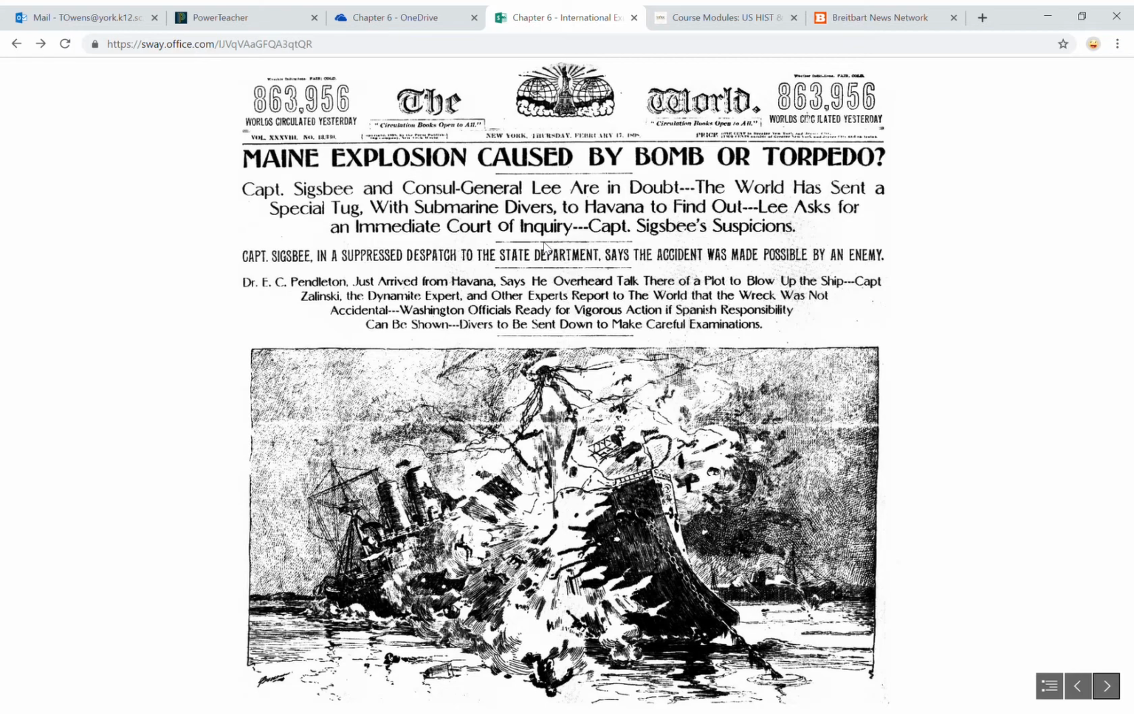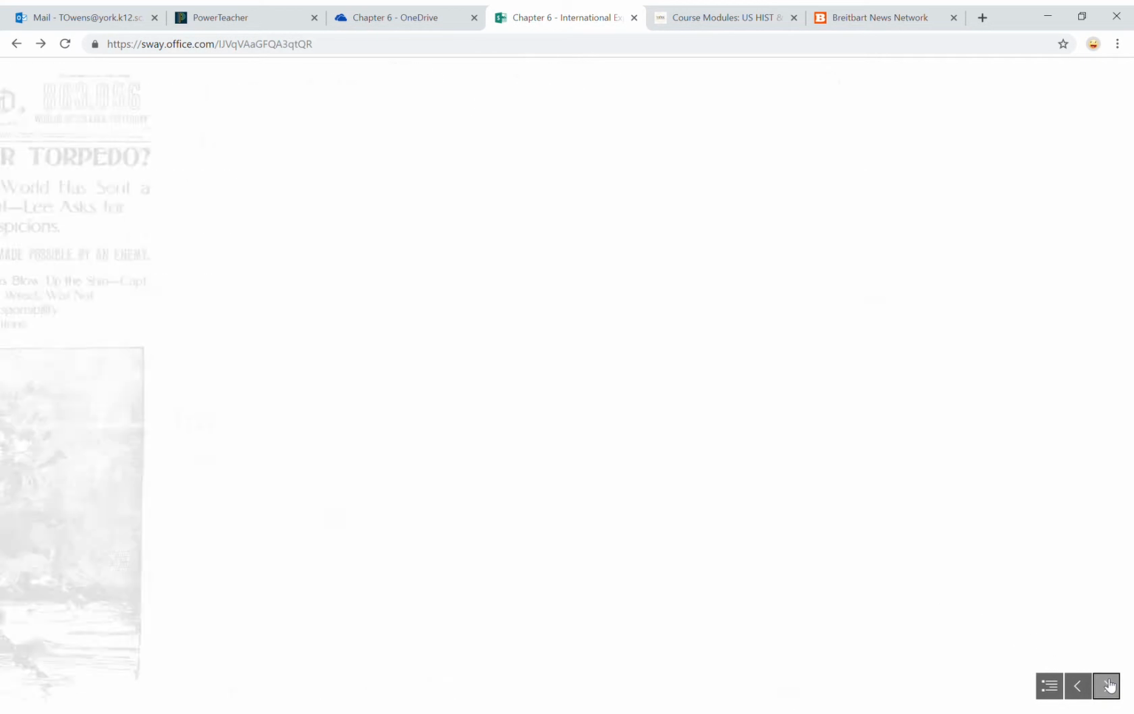Looking for an inquiry. You can see the accident was made possible by an enemy. Look at the picture itself, not a photograph. They didn't know it was going to explode, so nobody was there ready to take a picture. But look at how this even was sensationalized. You got little men flying up through the air. You can see the death and destruction of this great ship, and that it was done on purpose.